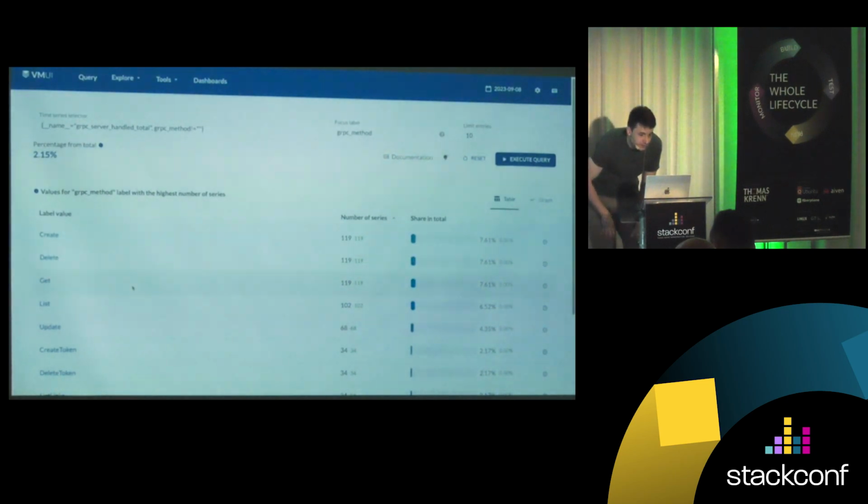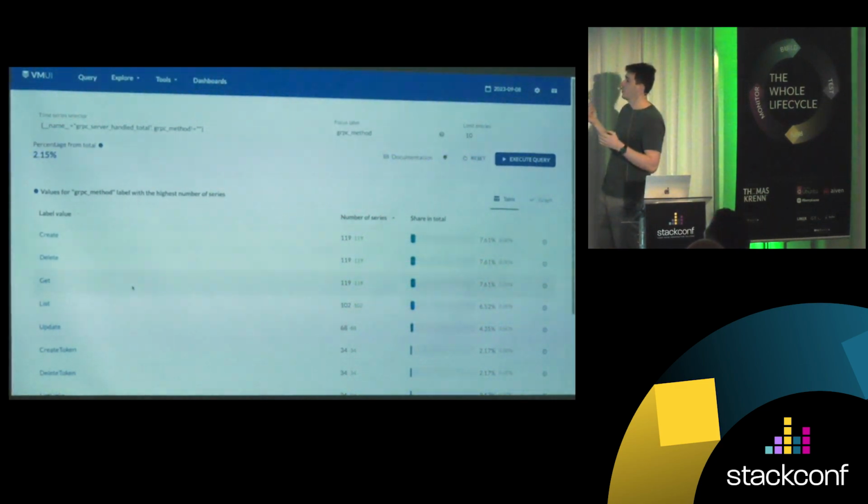And this also means that cardinality of your metric will be multiplied by the number of unique labels that you have. If you have 63 different gRPC methods, then you will have 63 multiplied by number of other time series for this specific metric name.